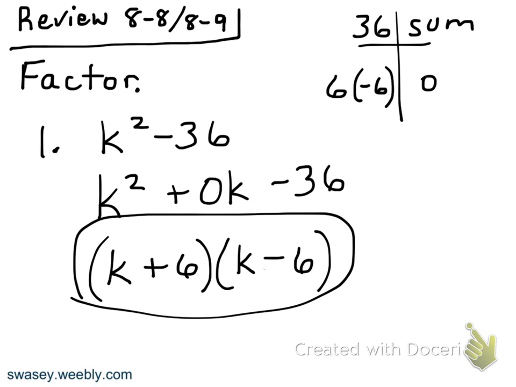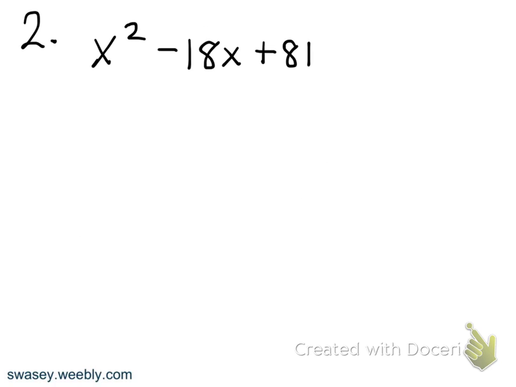Now, if you recognized it as the difference of two squares, then you can take the square root of k squared, and you'll get k. Square root of 36, you get 6, and do k plus 6, k minus 6. You can check it by distributing twice and combining like terms.